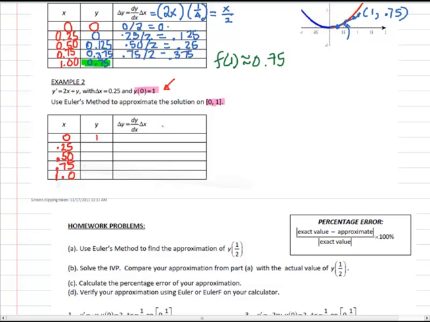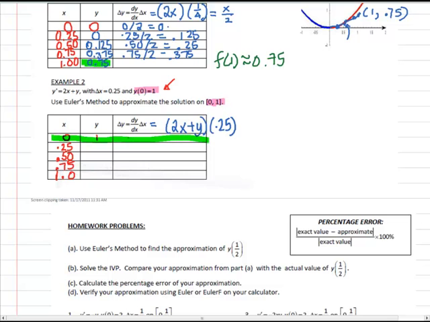Now I need to figure out my delta y. Delta y is going to equal dy dx times delta x. So my dy dx is 2x plus y, and my delta x in this problem is equal to 0.25. So if you want to multiply this out, you can, or we'll just go ahead and leave it this way. Let's do this first line first.